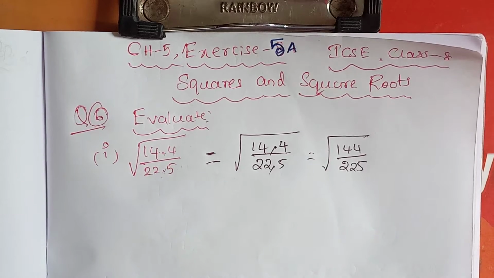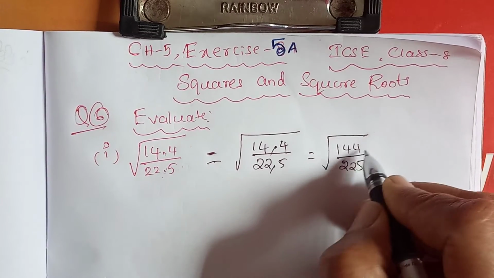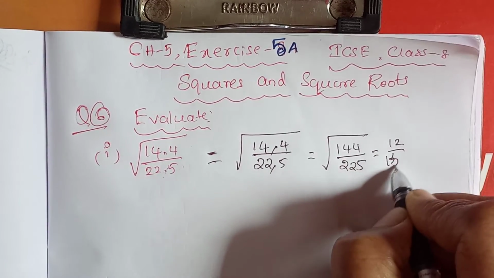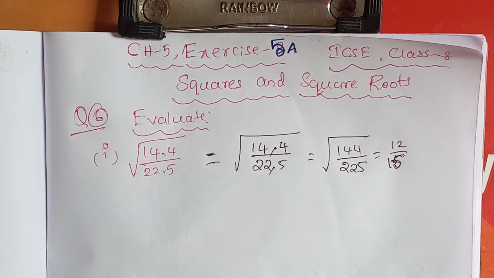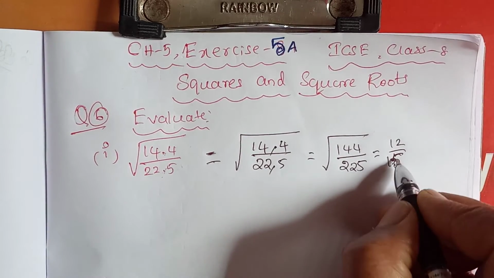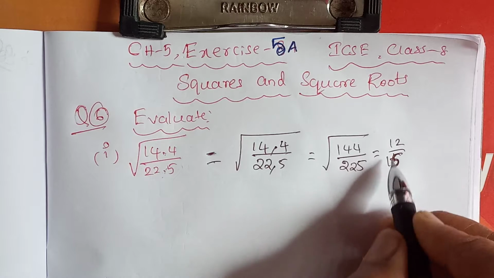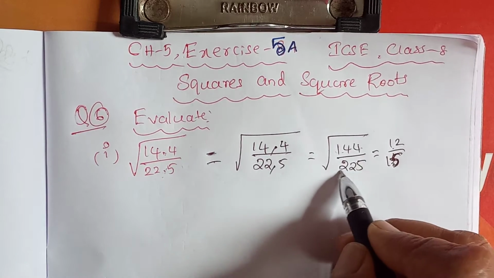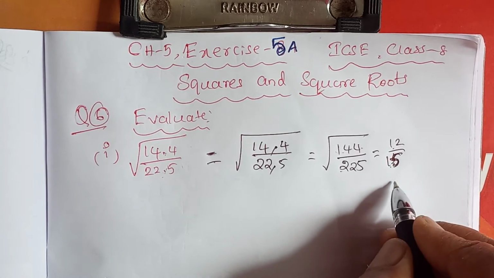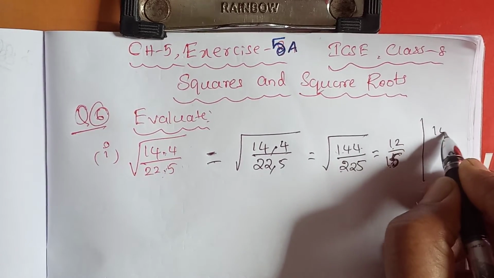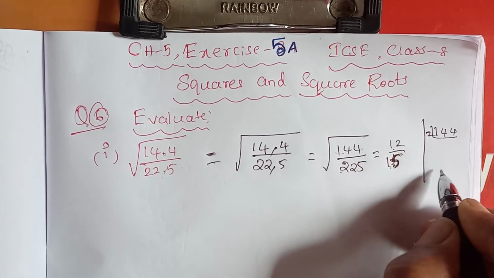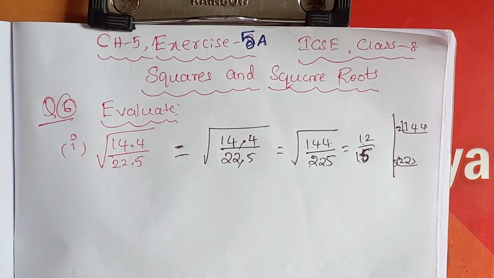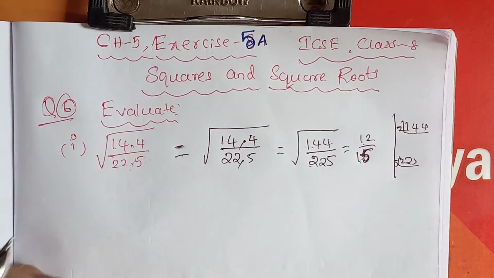Now I can find out. This is anyhow 12 by 15. Children, up to 30, better you remember, read them and learn them perfectly. Up to 30 square roots, like square root of 144 is 12, square root of 225 is 15. If you want, you can check in the rough work also by doing the 2 table and the 5 table. You check it and find out. This is the first question.